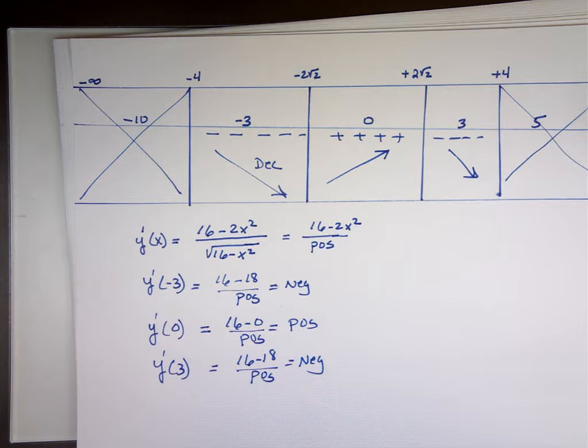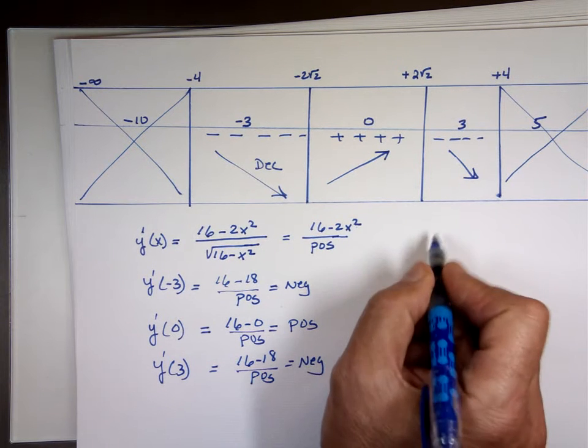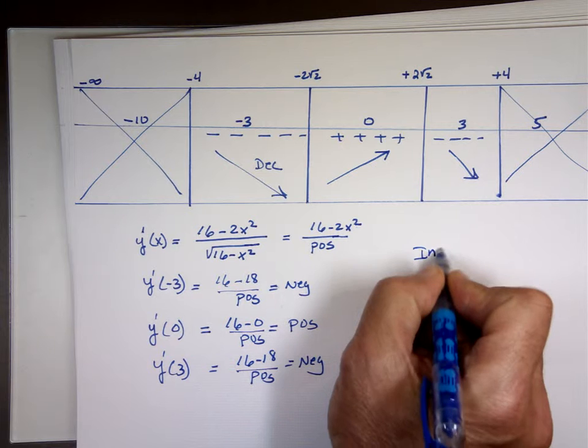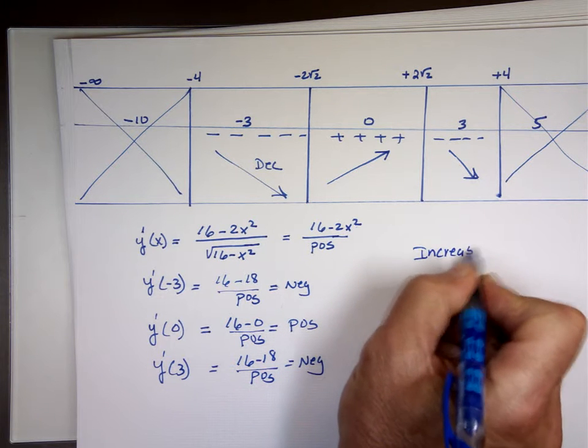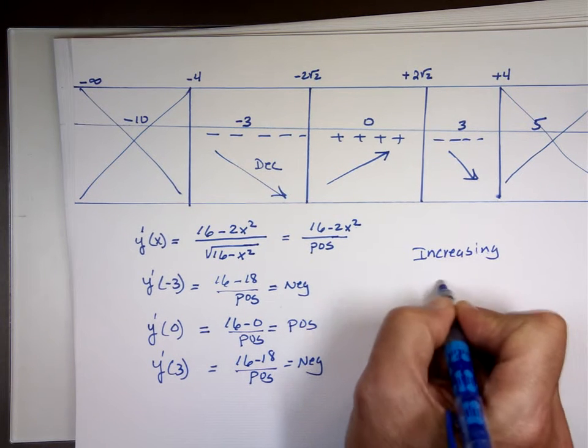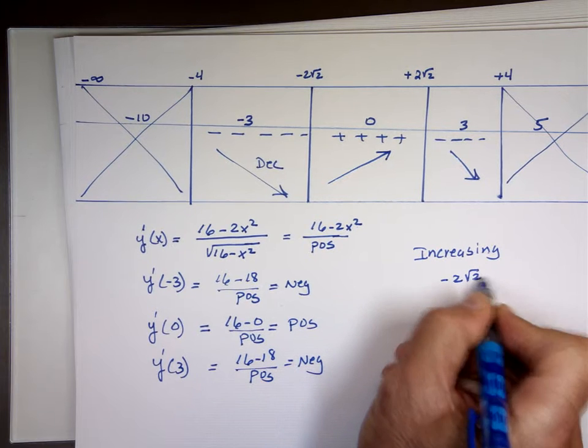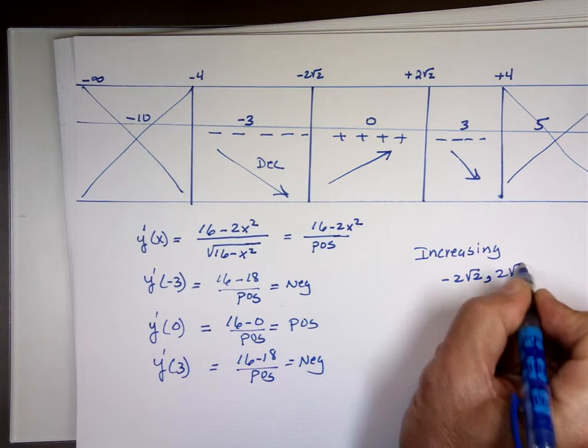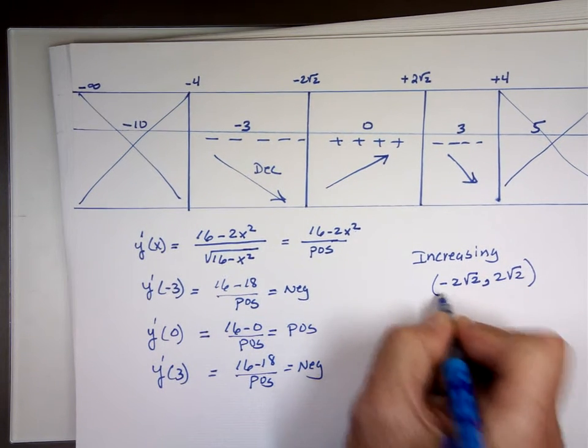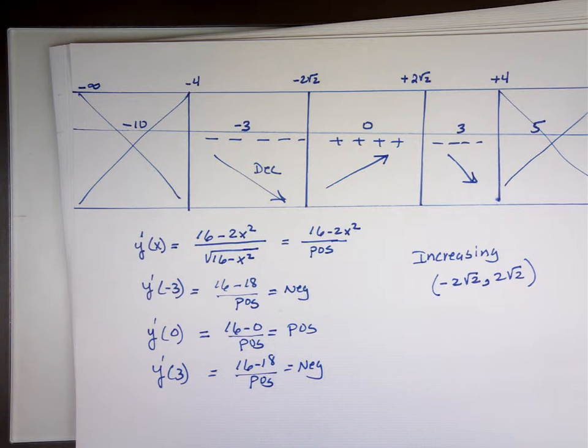So the question is, the first one, identify the open interval on which the function is increasing or decreasing. Increasing. Where is it increasing? From where to where? Yep. From negative 2. Is that one of the answers given to us? Yes. The third one.